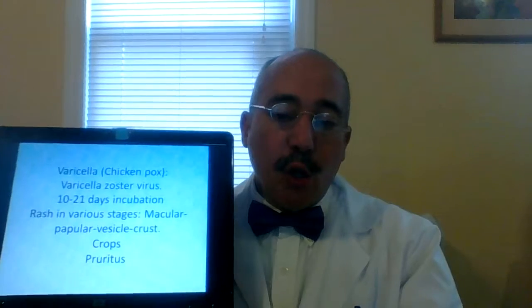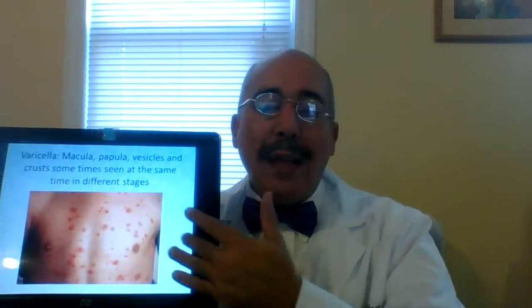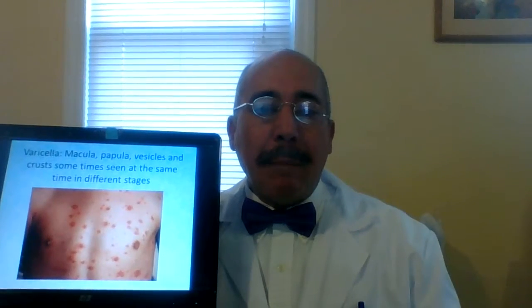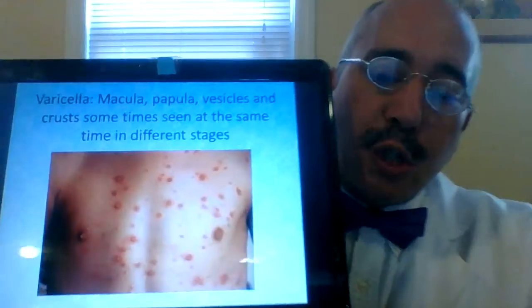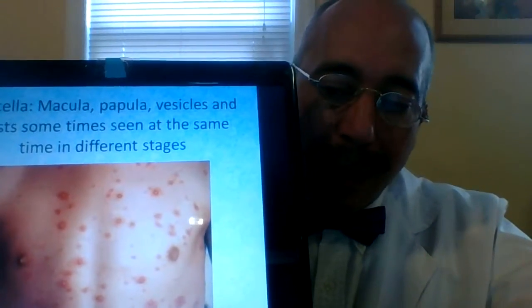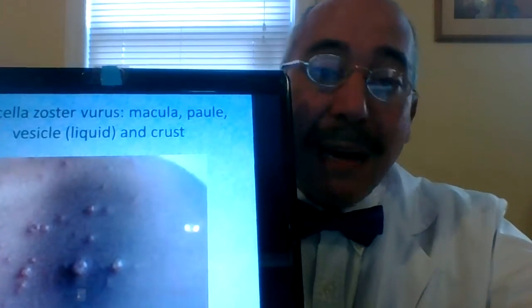Let me show you some of the pictures. This is the typical varicella. The varicella usually comes with different stages of macular, papular, vesicles, and crusts. As you can see, let me show closer. So you have this, seems to be macular, mostly more of them, but these are vesicles.